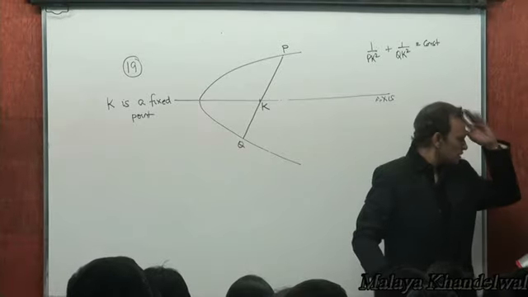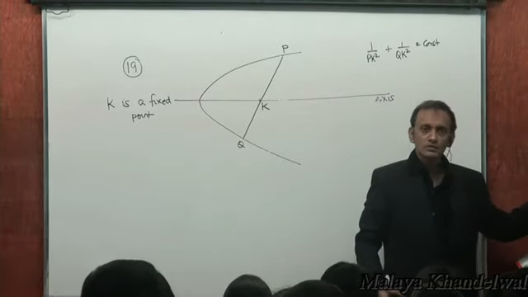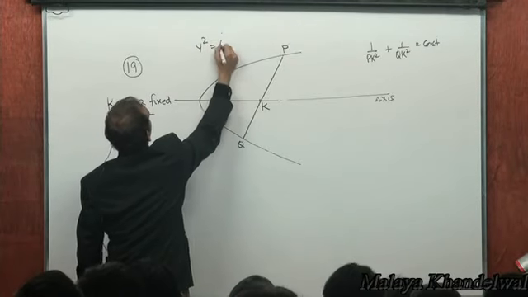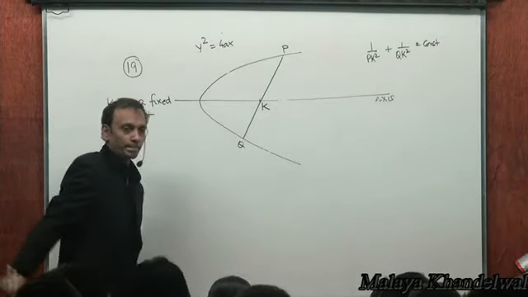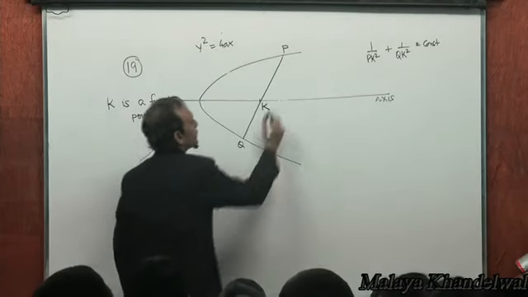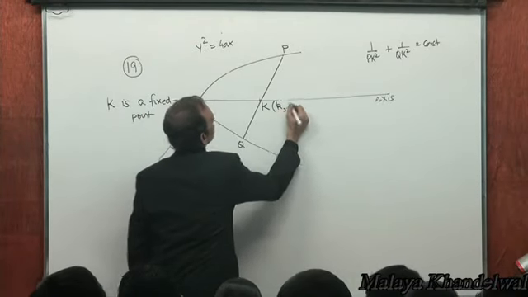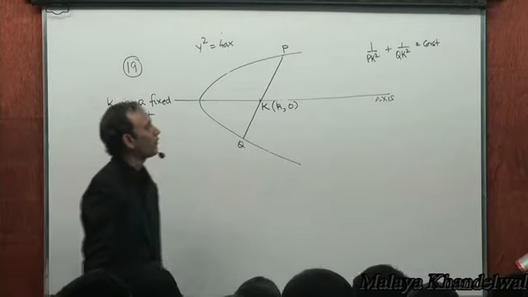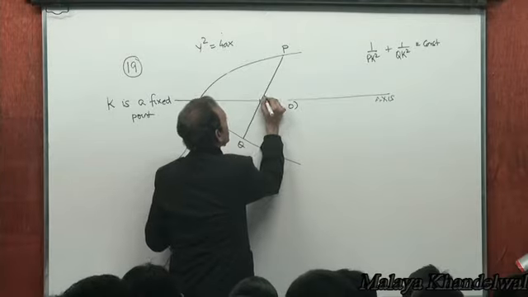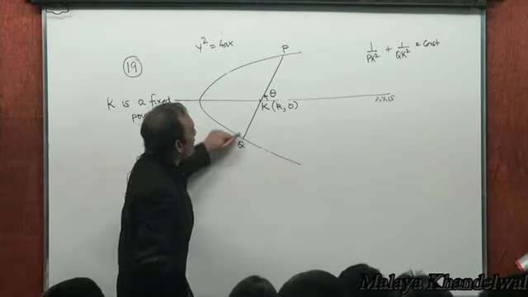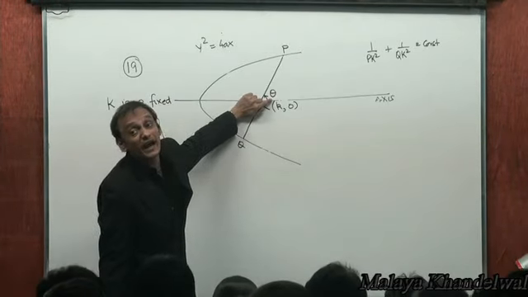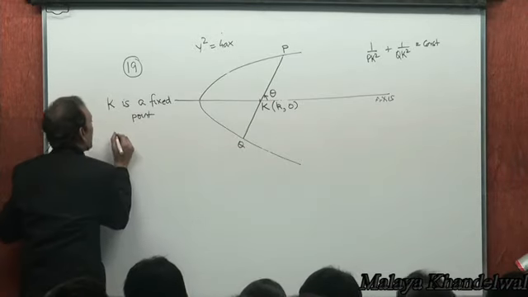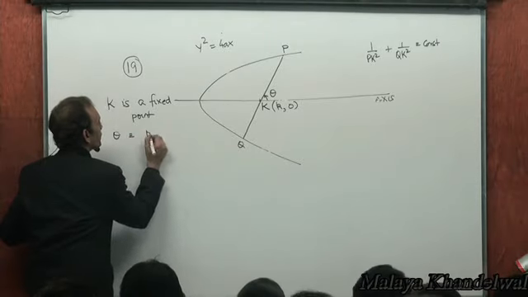There would be no loss of generality if I assume the parabola to be y squared equal to 4ax. Then the point K would be some fixed point K, 0. Different lines passing through K will subscribe to different values of theta. Theta is a parameter. Different lines will have different theta.